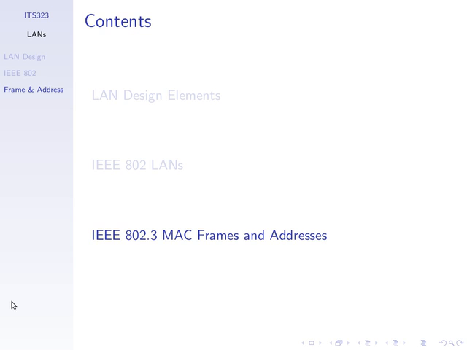So that's a brief introduction to the typical Ethernet-based LANs, 802.3-based LANs. Last thing we want to cover, and we do it reasonably quickly, is addresses and frame structures.